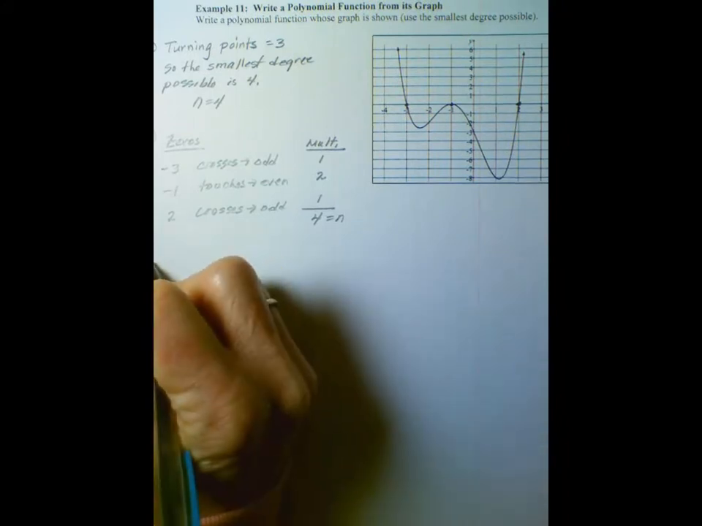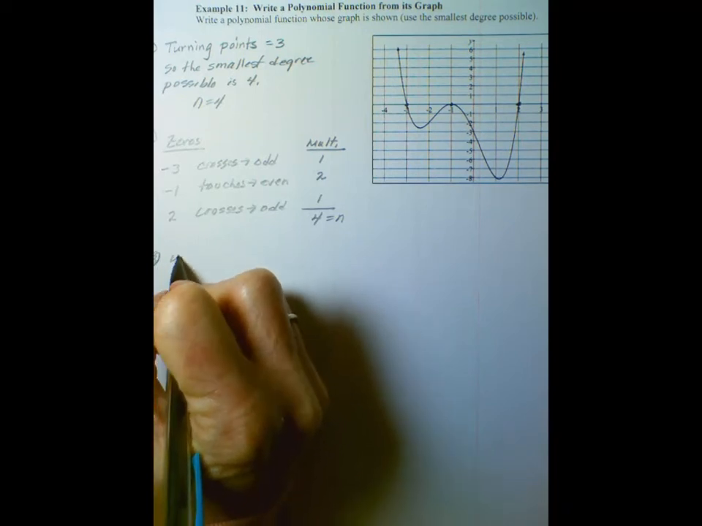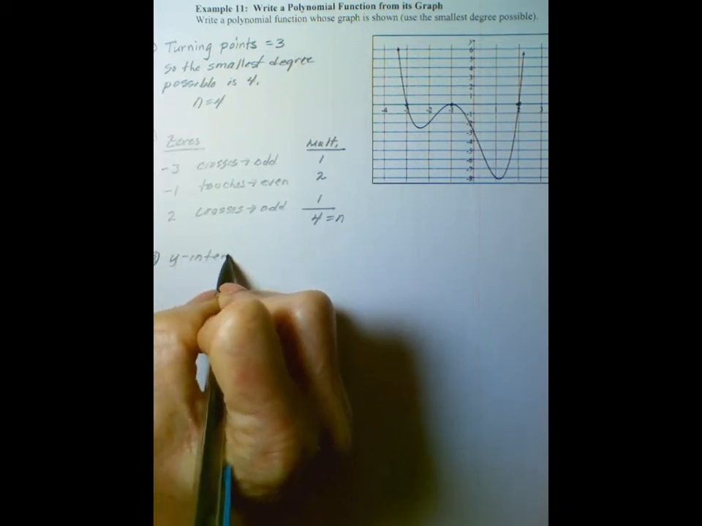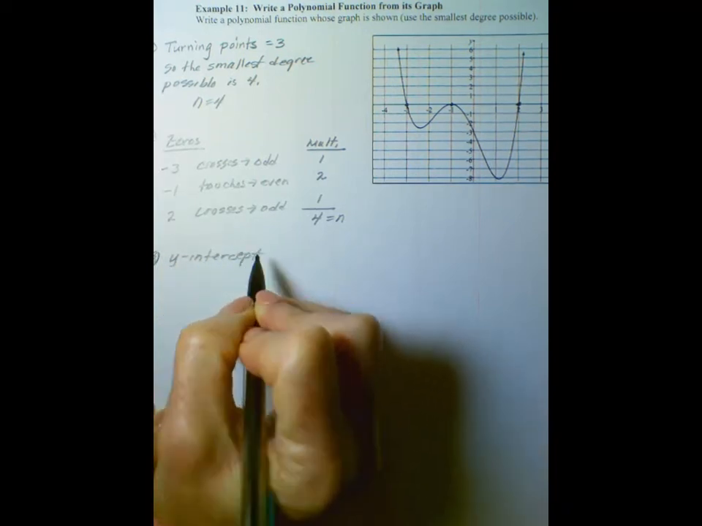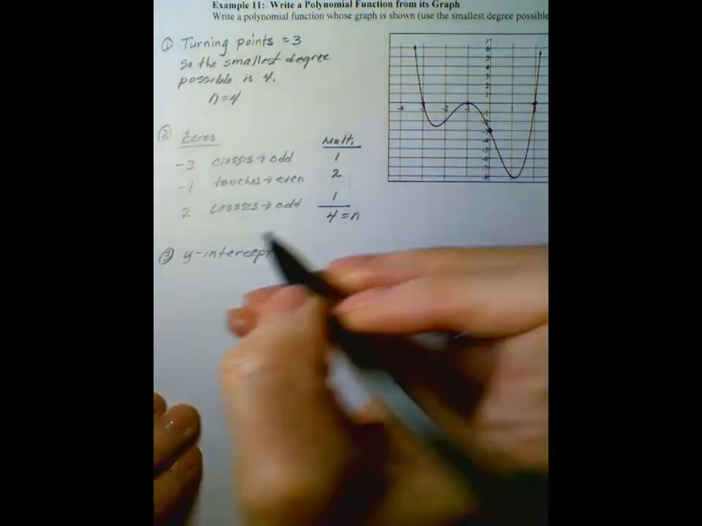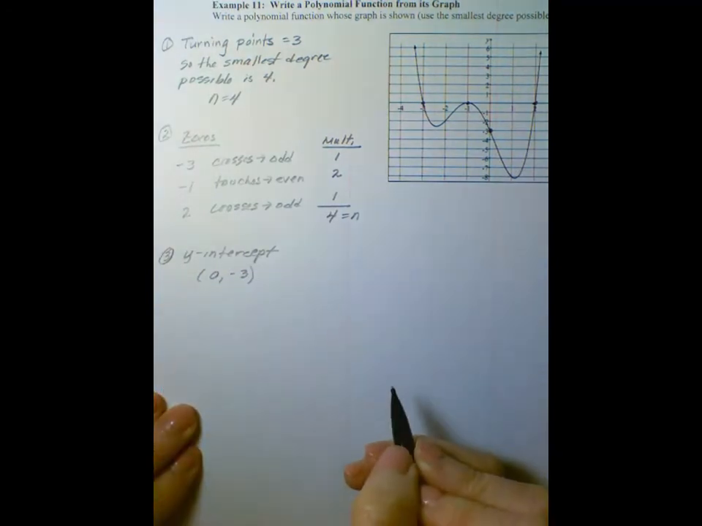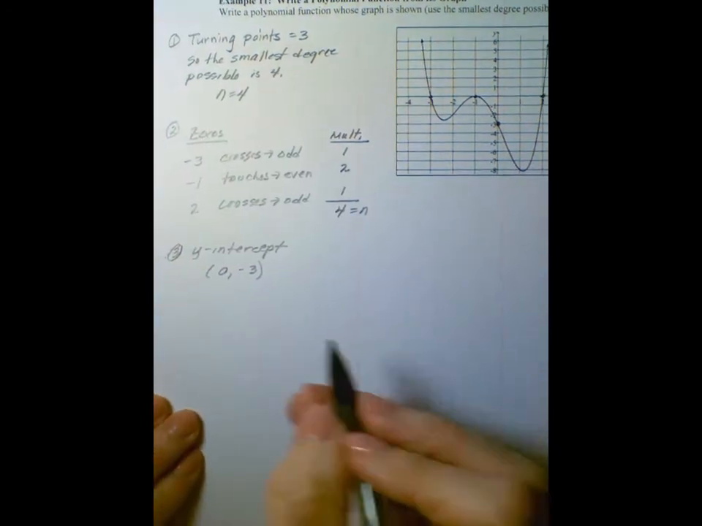All right, the next thing we want to note is the Y-intercept. We actually can tell what it is here. Sometimes you can, sometimes you can't, but that is definitely clear. We have the point x is 0, y is -3. Okay, that might come in handy here in just a minute.